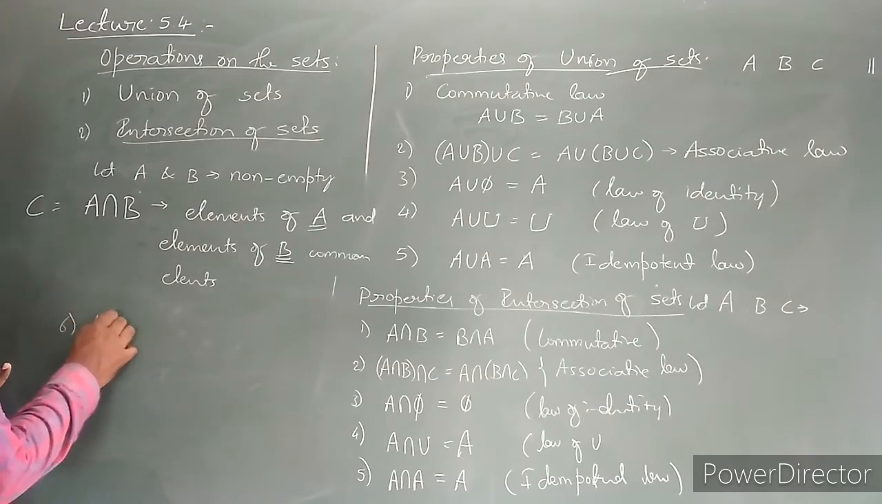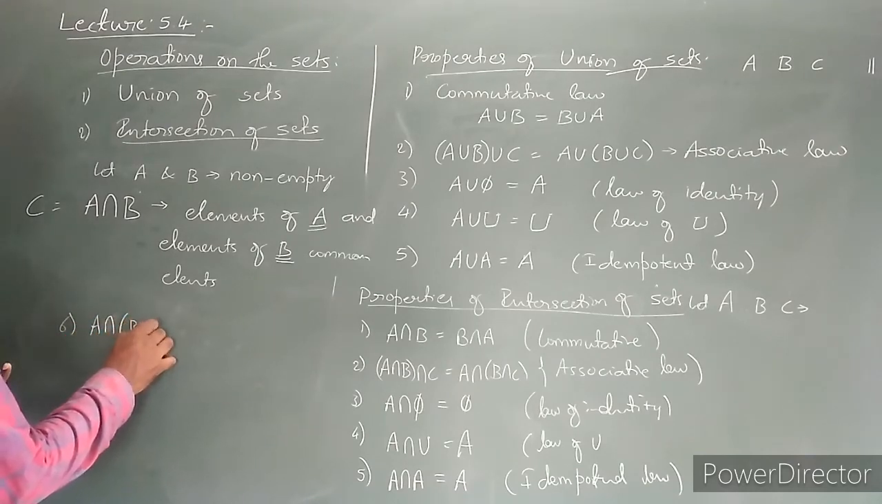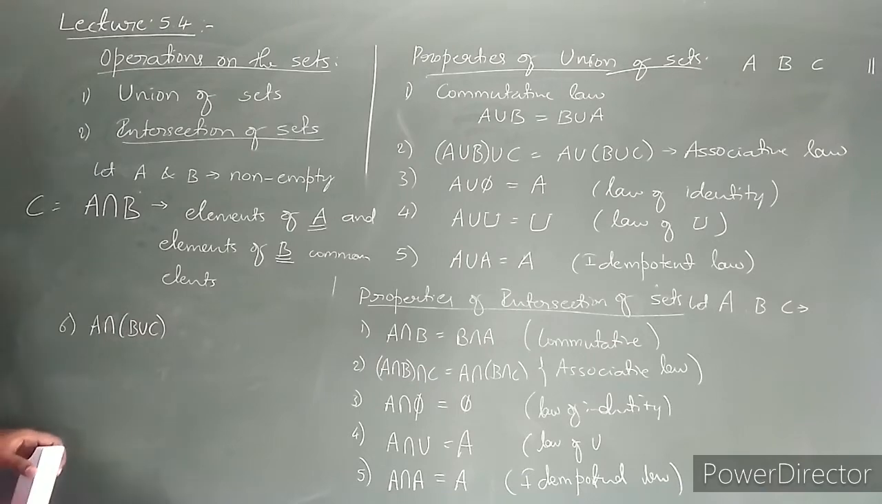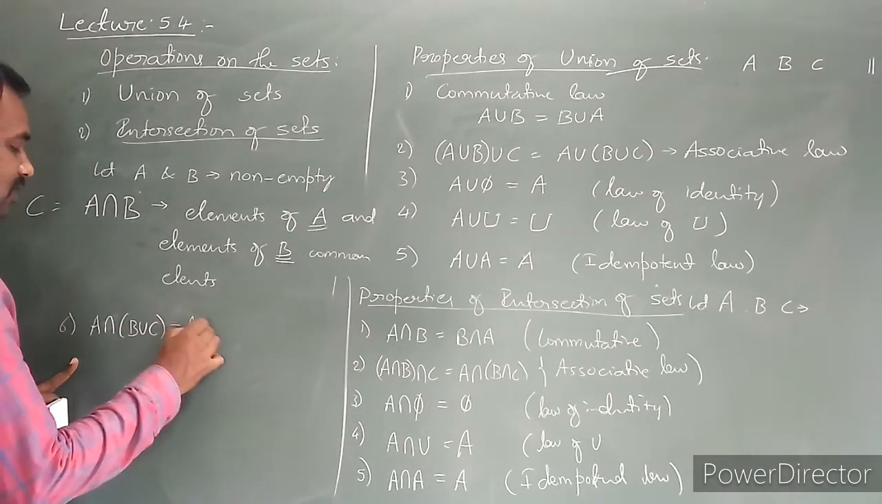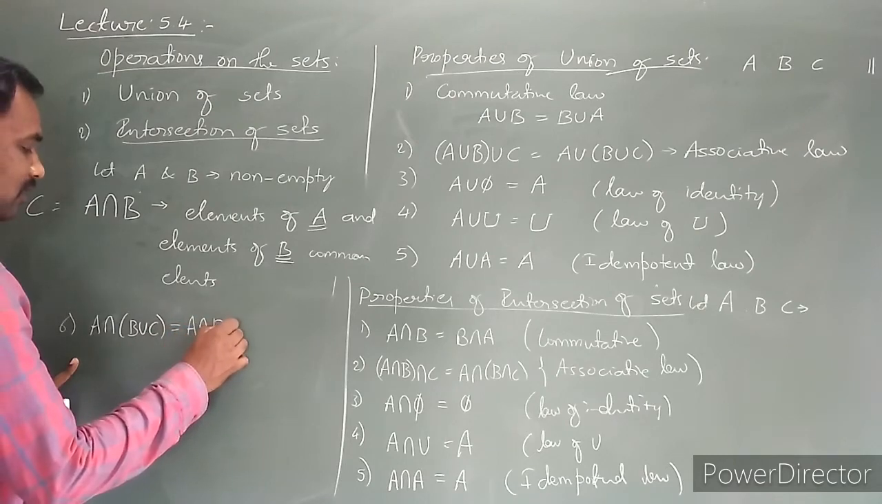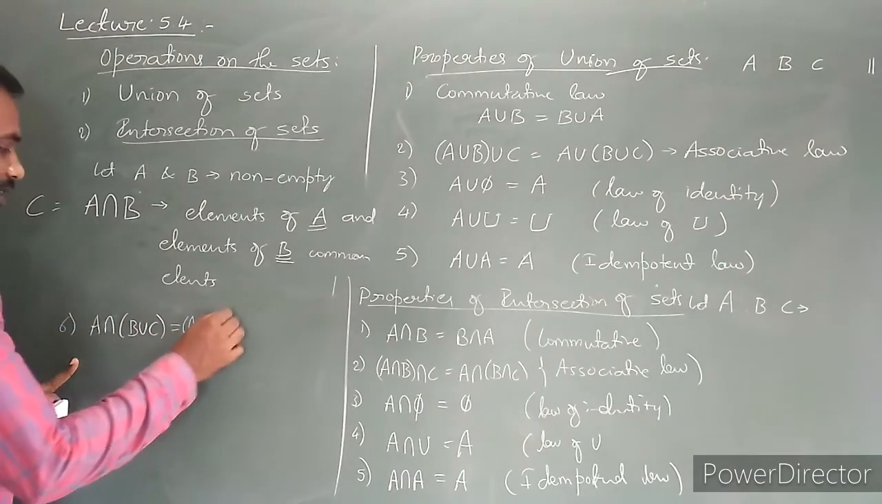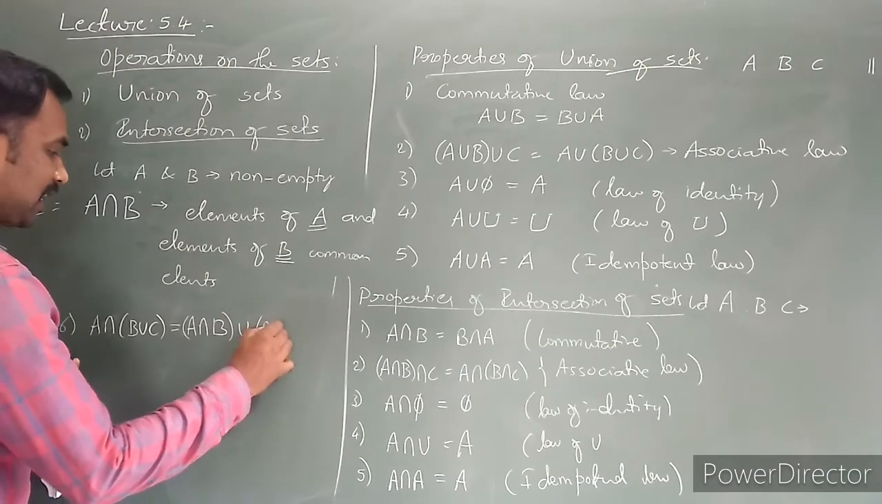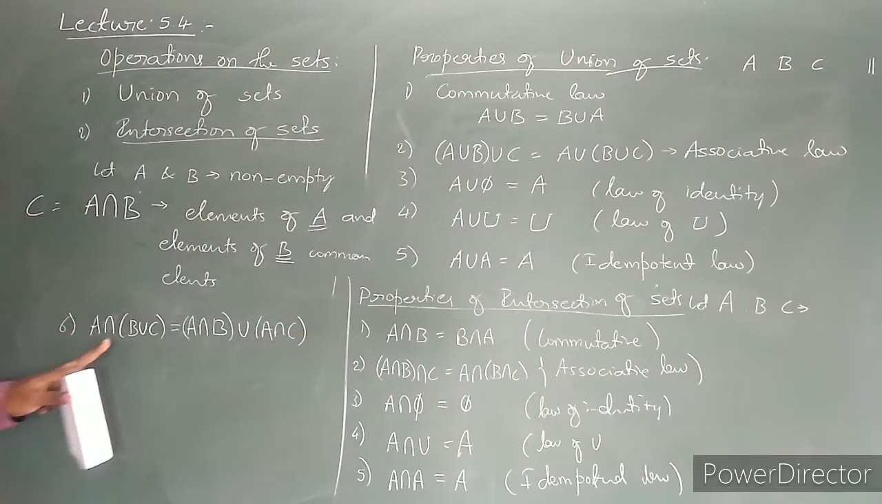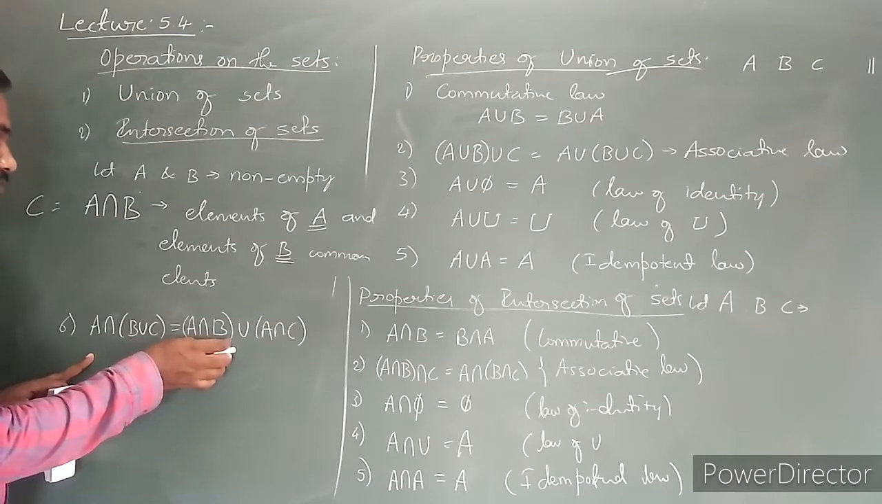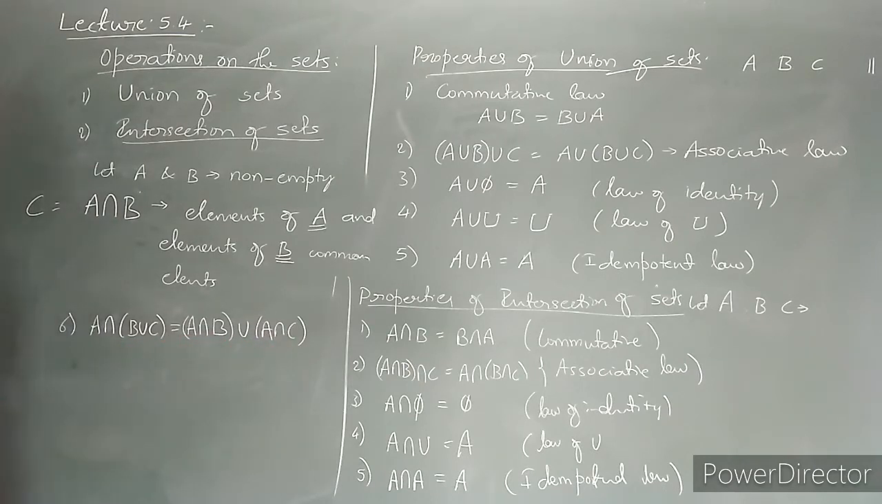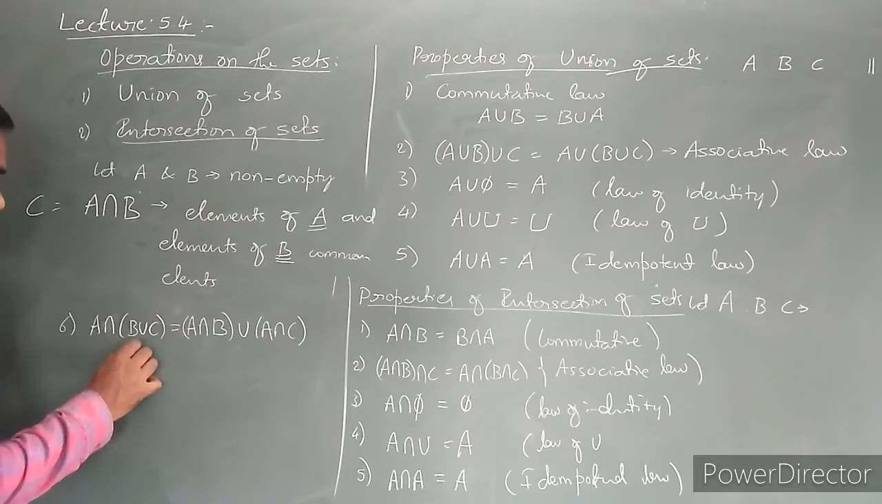Sixth one. A intersection (B union C). What is A intersection (B union C)? A intersection (B union C) can be written as (A intersection B) union (A intersection C). This is said to be the distributive law.